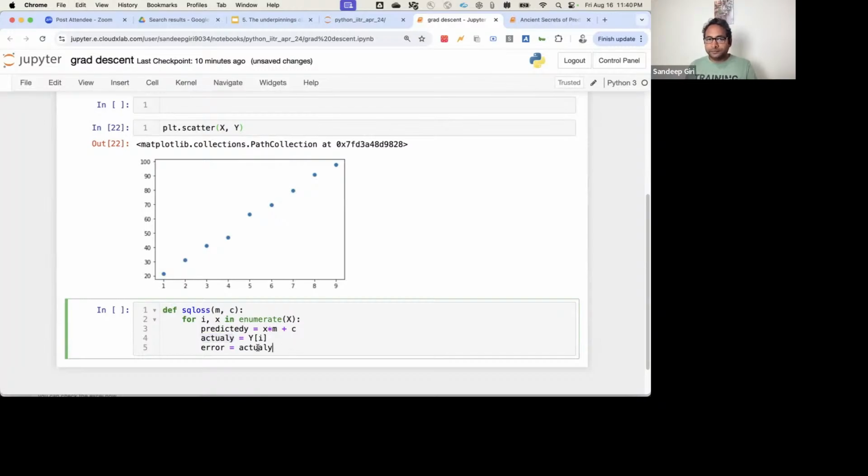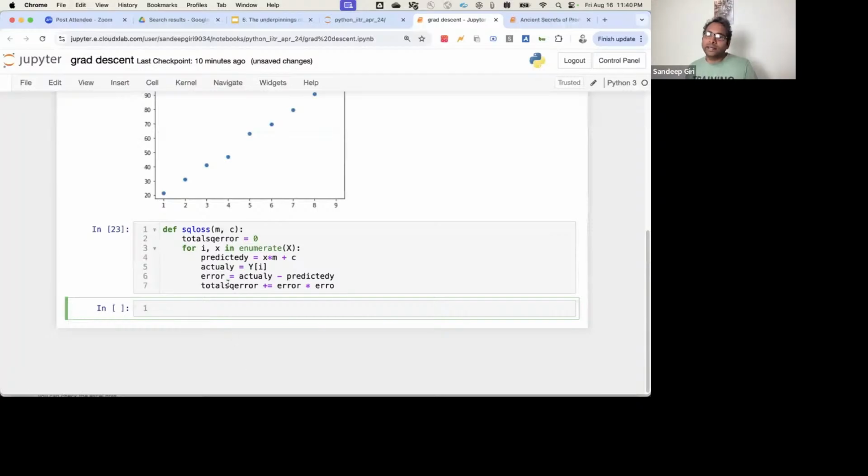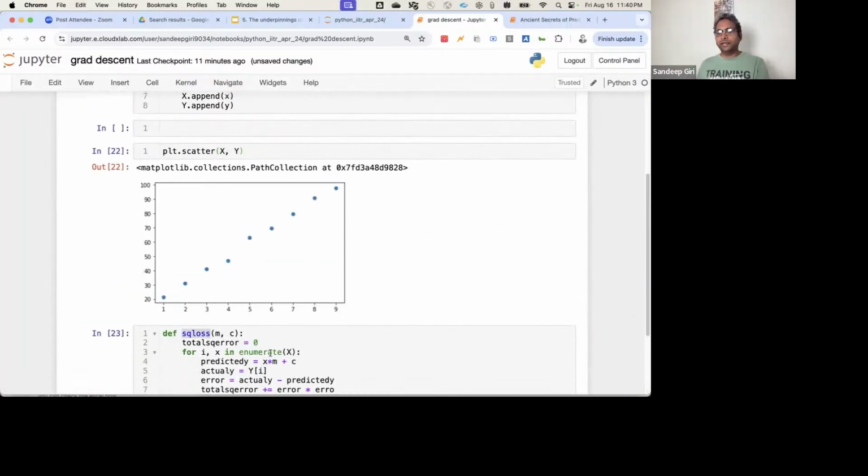Actual Y minus predicted Y, or predicted Y minus actual, doesn't matter. Okay. And we are carrying total squared error equals 0. And then we are saying error times error. So this is my squared error. Okay. Is everybody okay so far? This is my squared error.